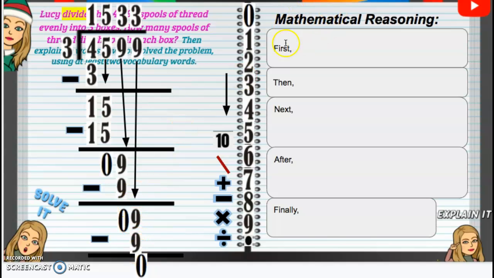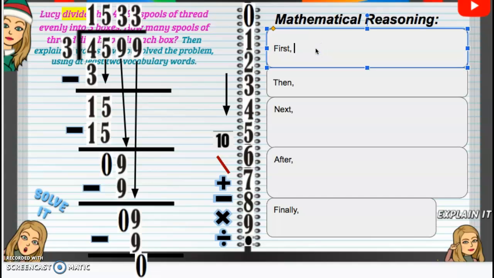So we're going to take a look and write about it because we're done. We don't have anything else to bring down. So our quotient is 1,533. And that's going to be 1,533 spools of thread in each box. So we're going to write down what we did.